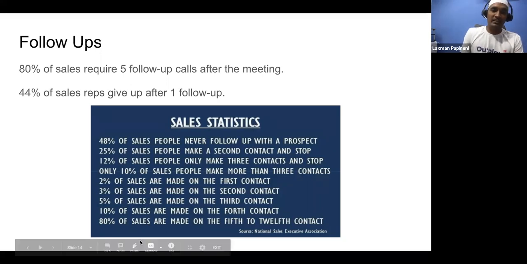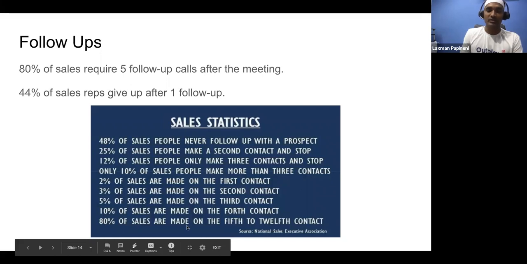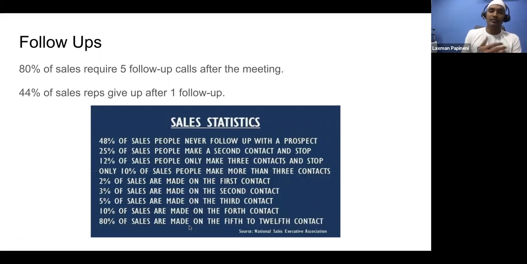And there are a lot of stats here, like which percentage of people connect and all that stuff. But 80% of sales are generally made after the 5th to 12th touch. So why take a chance with 5 touch points? Let's just do 12 or even more than 12 touch points, right?